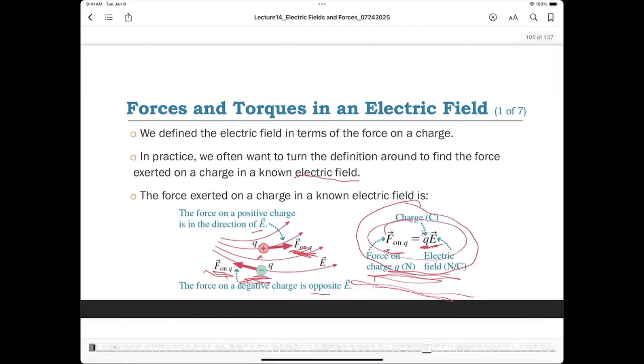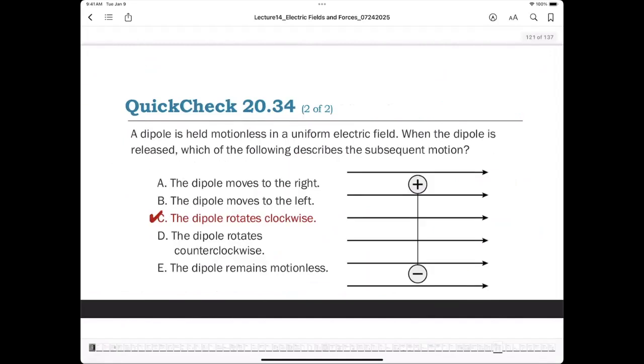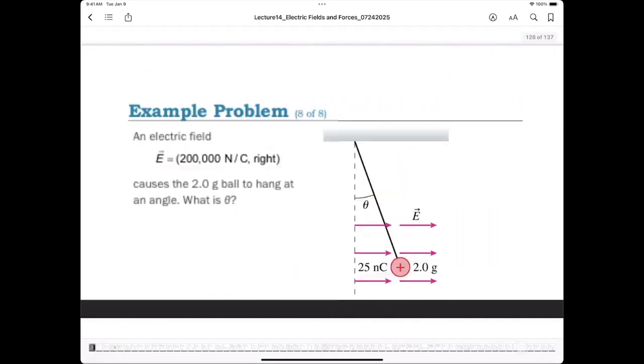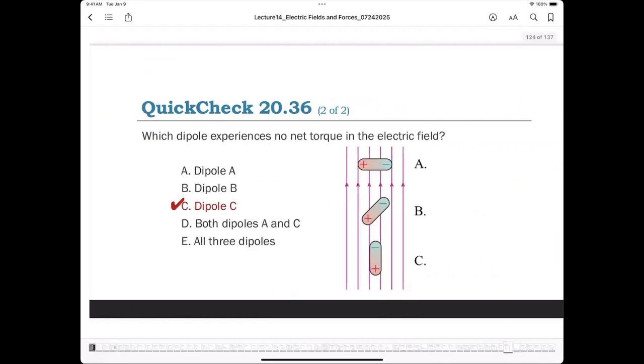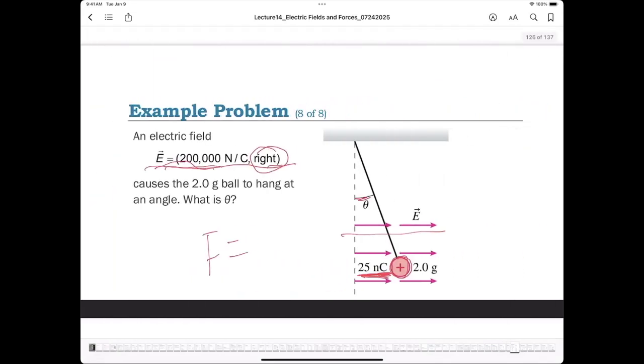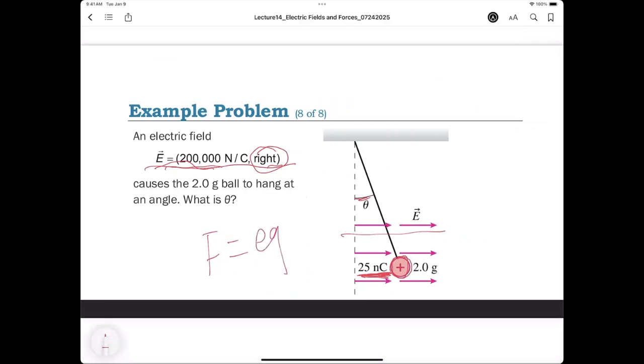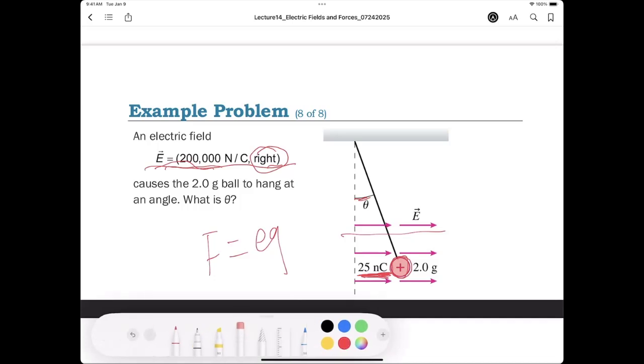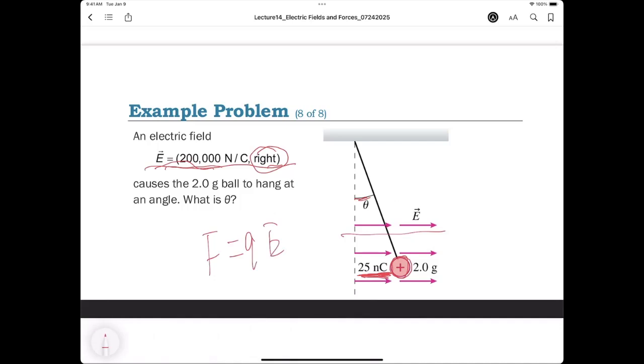The force is equal to EQ. Is it true? Let me double check. Sorry, it's QE. It's a similar thing, but the direction is opposite.